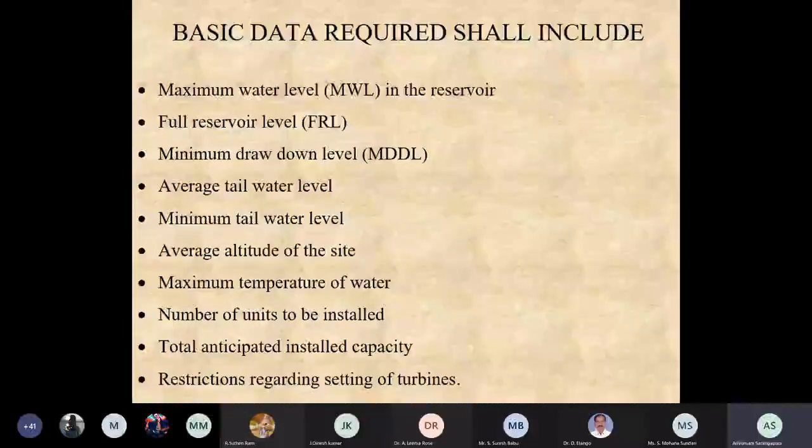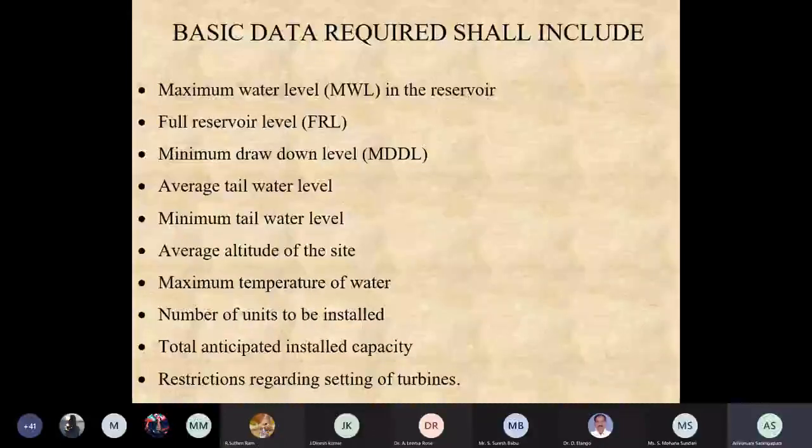And the number of units to be installed, how much total anticipated installed capacity we want, we calculate by using the power potential study. Restriction regarding setting of the turbine, because it may be a positive or negative setting that we want to keep for the turbine. These are the factors which are basically needed.